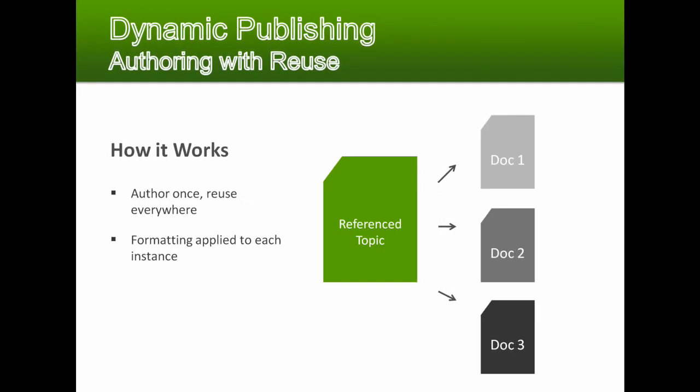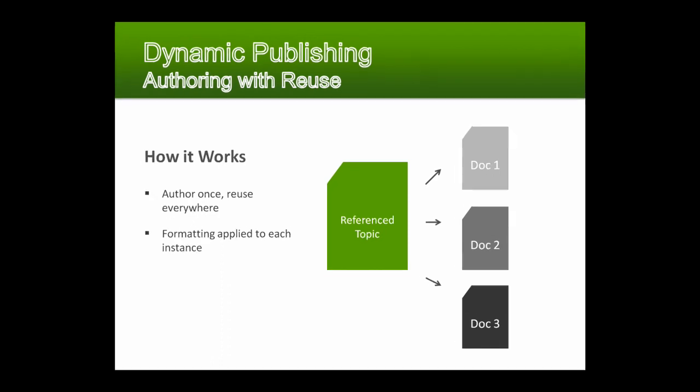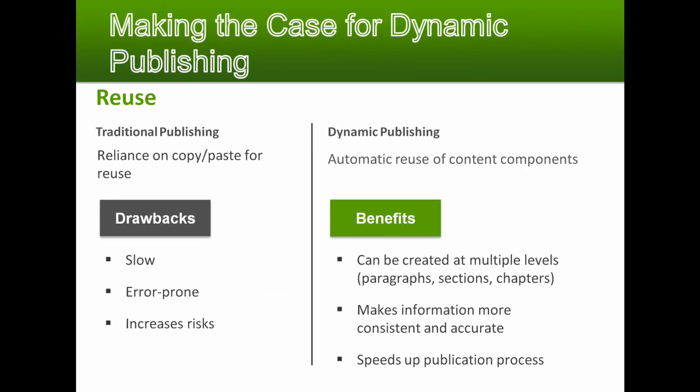In addition to eliminating the cost of formatting, another way you can save is in content reuse. When you author in a dynamic publishing system, you can create reusable modular content. And we often refer to this as authoring content components. These modules can be created at many levels: paragraphs, sections, subdocuments, and chapters.